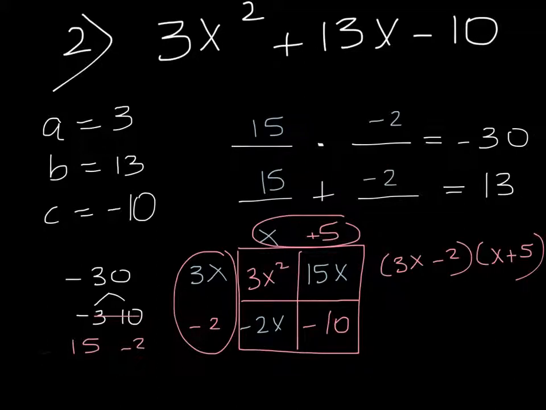Now remember, once you find AC and find the two numbers that would multiply to give you AC and add to give you B, you're not done if A is different from 1. If A is a number like 3 in this case, then you have to continue working. And this method was the box method. So let's move on to number 3.